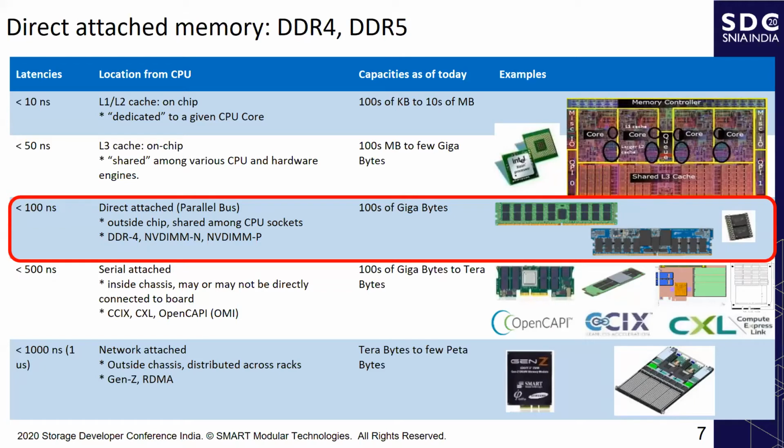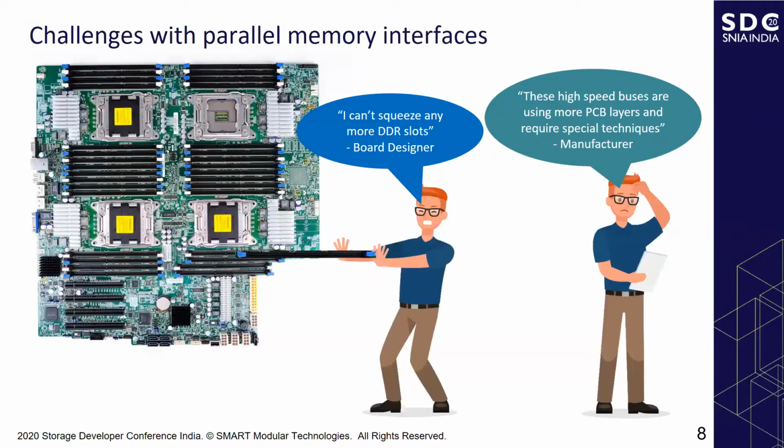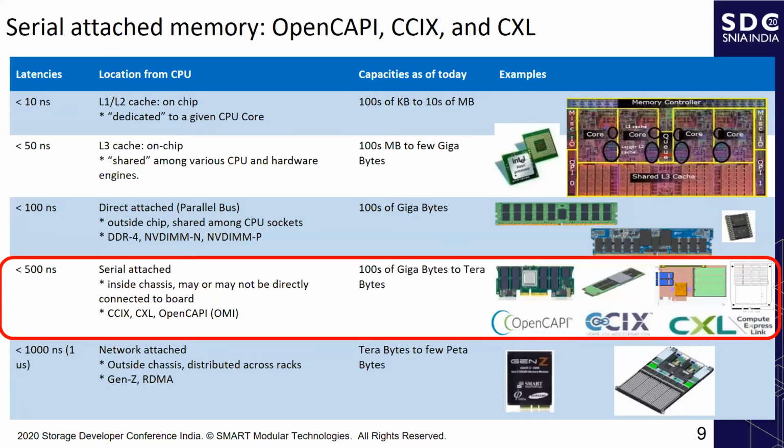Let's look at the parallel or direct attached memories: DDR4, DDR5, and NVDIMMs. The basic bottleneck here is the real estate. There is no room to add more DDR interfaces. Also, because these are parallel interfaces, any increase in speed, for example moving from DDR4 to DDR5 or DDR6, adds more complexity to PCB design. It also increases the cost of manufacturing. So scaling through parallel interfaces for the future is really not a viable option anymore. So what about the serial interfaces?